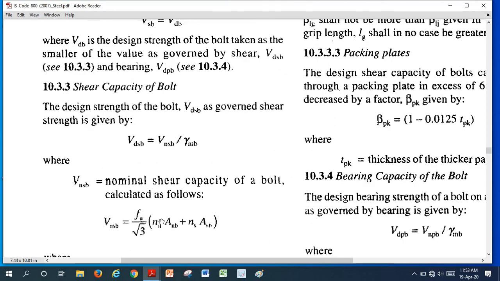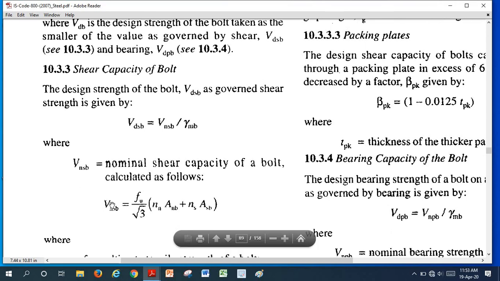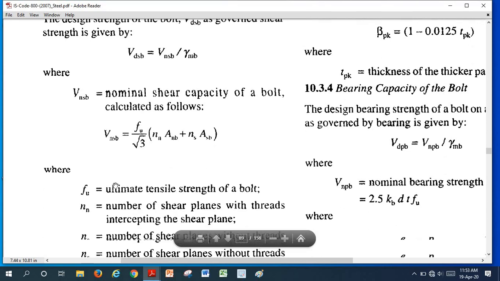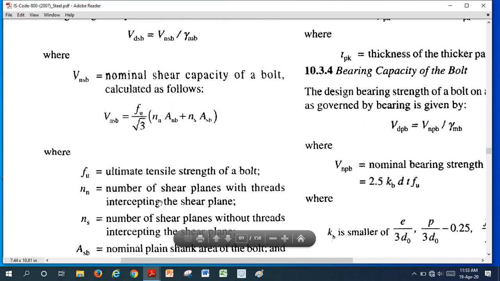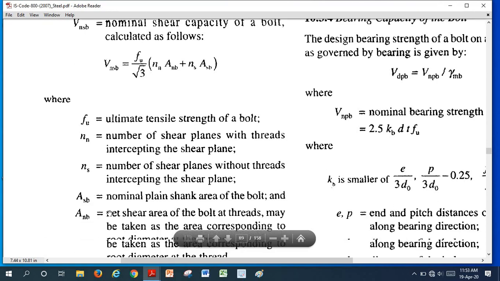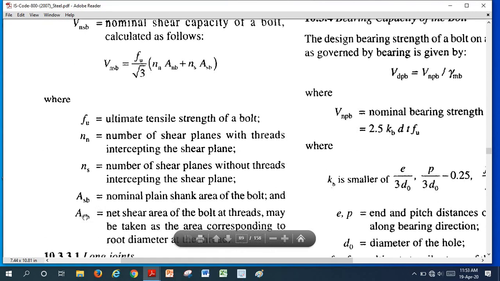Vdsb equals Vnsb by gamma mb, where Vnsb equals fu by root 3 times (nn Anb plus ns Asb). fu is the ultimate tensile strength of the bolt. nn is the number of shear planes with threads intersecting the shear plane, and ns is the number of shear planes without threads, that is the shank portion intersecting the shear plane. Asb is the shank area, and Anb is the net threaded area.